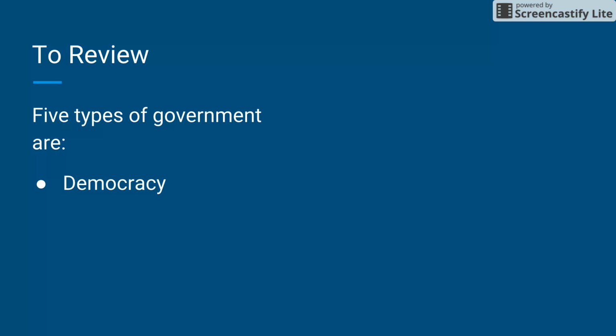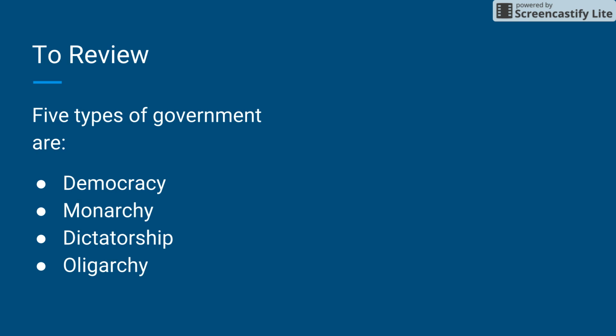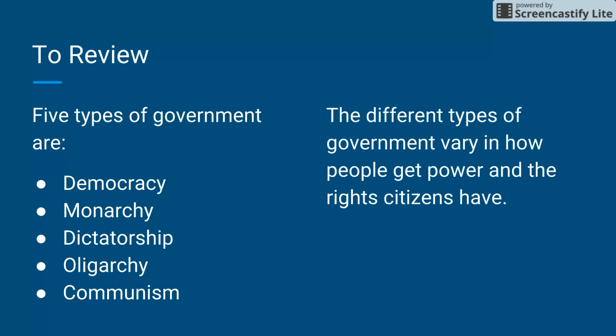To review, there are 5 types of government that are common today. They are democracy, monarchy, dictatorship, oligarchy, and communism. The different types of government vary in how people get power and the rights citizens have.